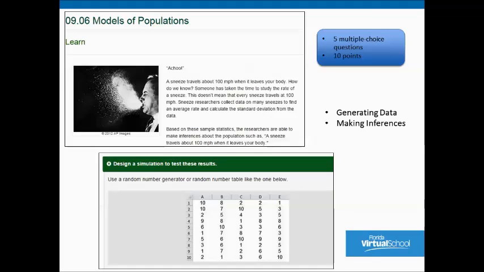906 deals with models of populations. Students learn about generating data and making inferences. In this assessment, students are responsible for 5 multiple choice questions worth 10 points.